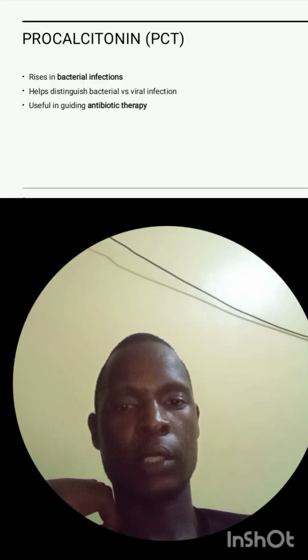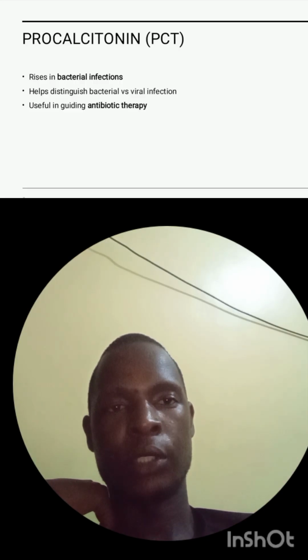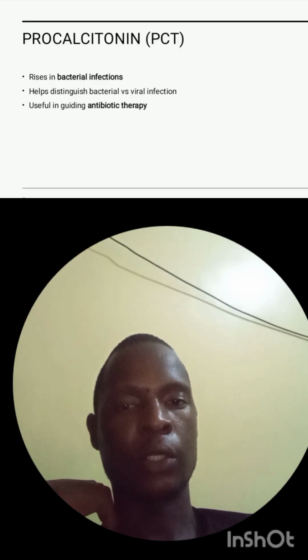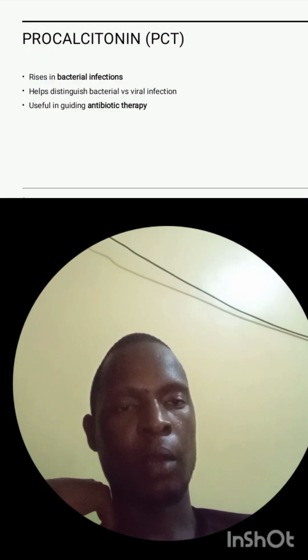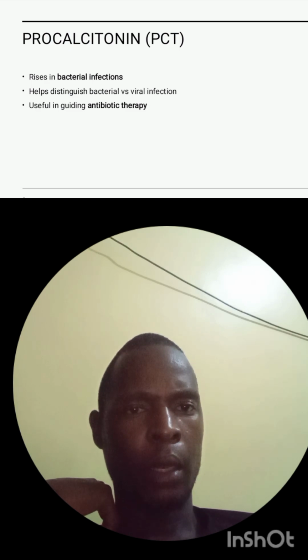Our number 3 and commonly ordered inflammatory marker is the PCT. You will see the doctors say you go and do a test called PCT. PCT just means procalcitonin. And procalcitonin is a precursor of a hormone called calcitonin. Calcitonin is a hormone that helps in calcium metabolism within your system. But in this case, we are using procalcitonin as an inflammatory marker. And it's normally more specific to bacterial infection as opposed to the others.